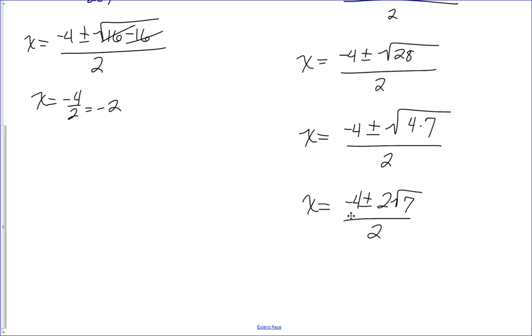Now if you notice, negative 4 is divisible by 2, and 2 is divisible by 2. So we can go ahead and do the division. When we divide, this cancels with this, making this a negative 2, and then the 2 cancels with this, making it a 1. So our final answer here is going to be negative 2 plus or minus the square root of 7. Make sure you got that. Because again, the negative 4 will cancel with the 2 to give negative 2, and the 2 will cancel with the 2 to give you a 1, and of course you don't have to write the understood 1.